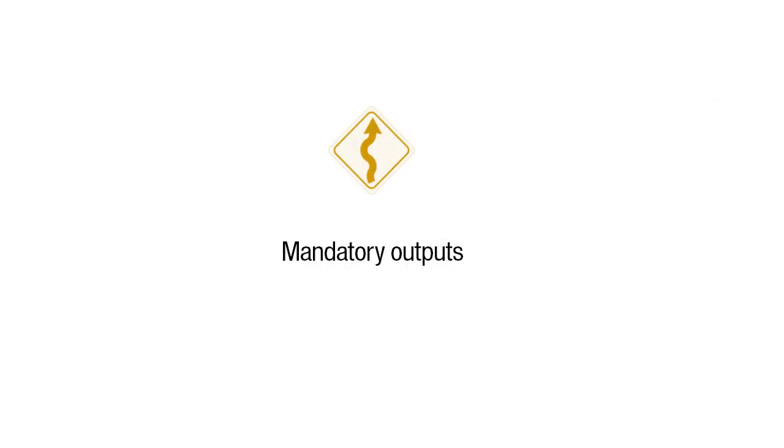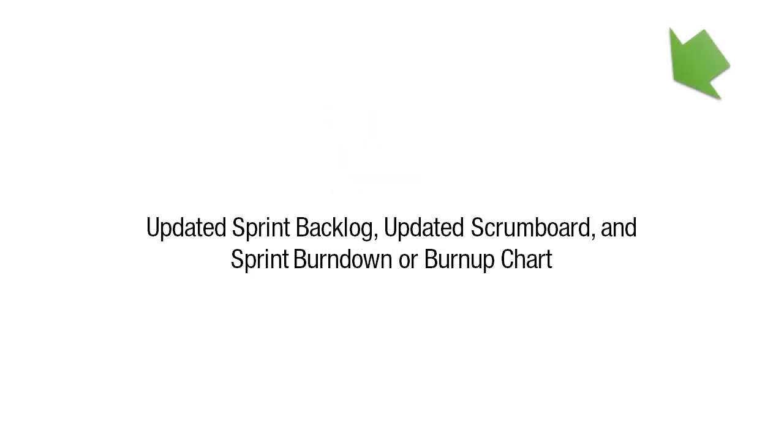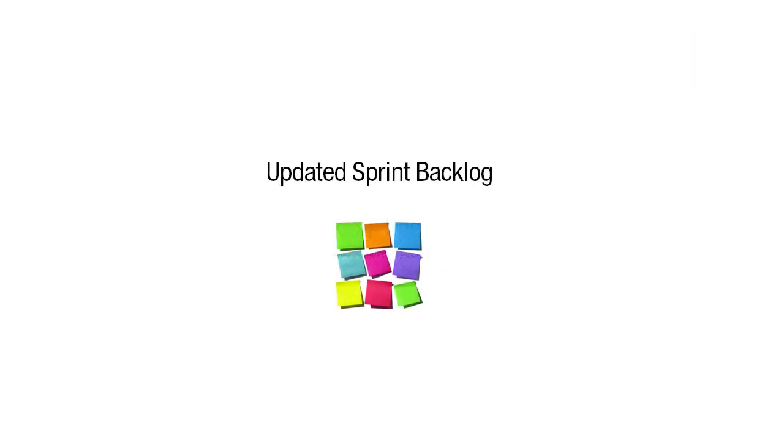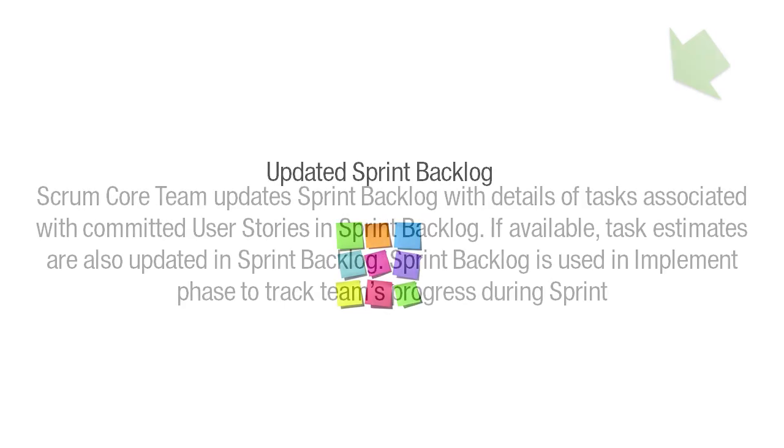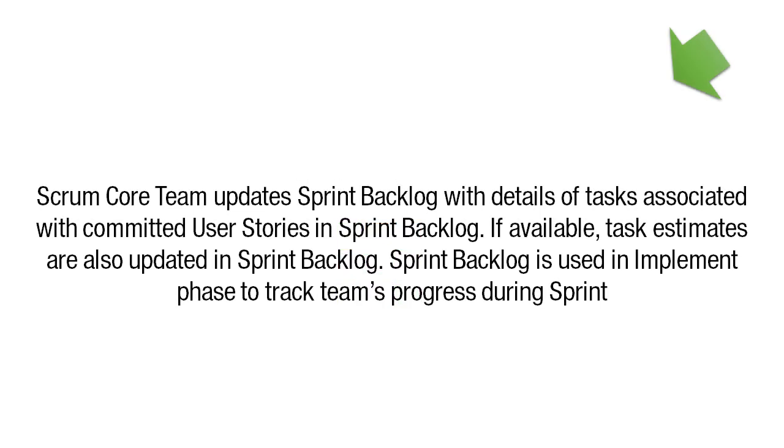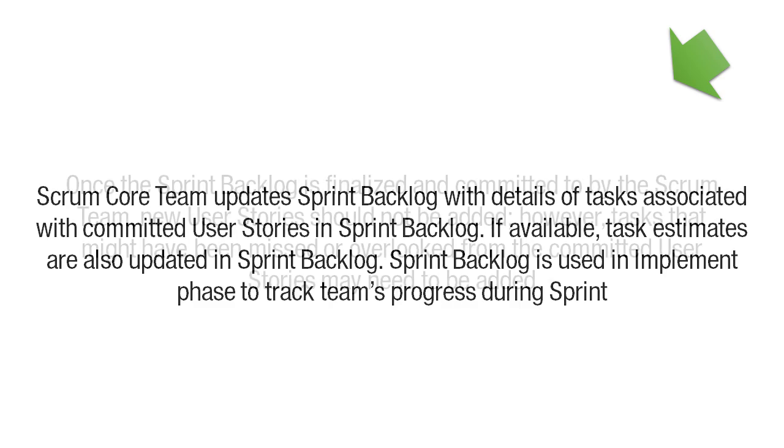The mandatory outputs of this process are updated sprint backlog, updated Scrum board, and sprint burndown or burn up chart. Let's look at updated sprint backlog. The Scrum Core team updates the sprint backlog with details of the tasks associated with the committed user stories in the sprint backlog. If available, task estimates are also updated in the sprint backlog. The sprint backlog is used in the implement phase to track the team's progress during the sprint.